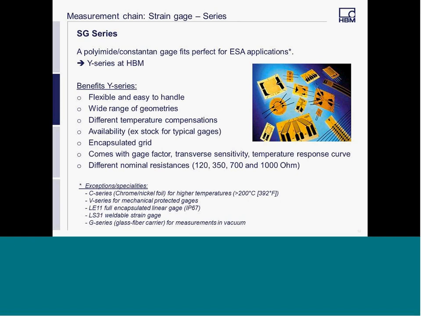We have a wide range of geometries. I will explain later on what geometry means what. We have different temperature compensations. Quite important, it is available. That means you can order it directly from stock. It has an encapsulated grid, so it's already protected. And it comes with all the information you need: the gauge factor, the transverse sensitivity, and so on. And last but not least, also available with different resistances. I will come back to that point later. So, normally Y series, if we speak about strain gauges from HBM.